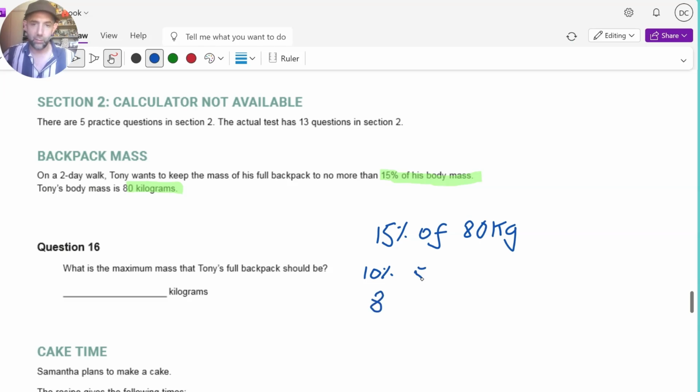And then to get 5%, that is half of 10%, which is 4. So if we just do 10% plus 5%, that will give us 15%, which is 12. Okay. So the maximum mass will be 12 kilograms because that is 15% of his body mass.